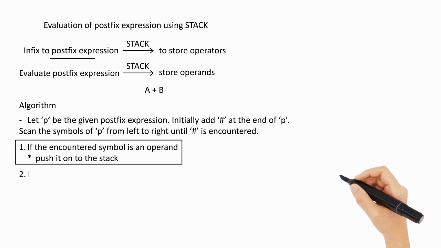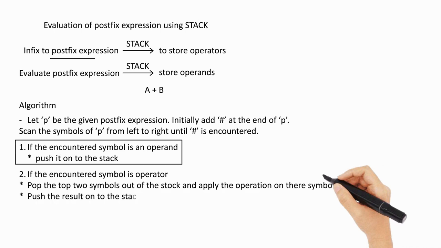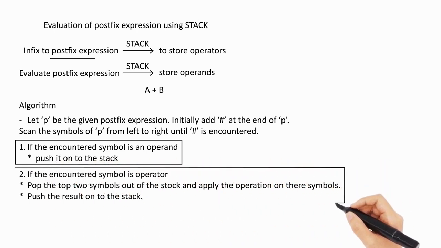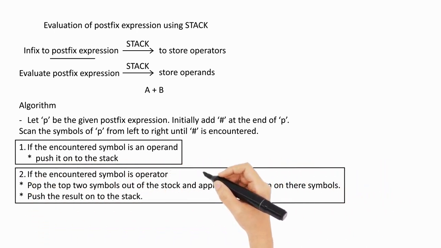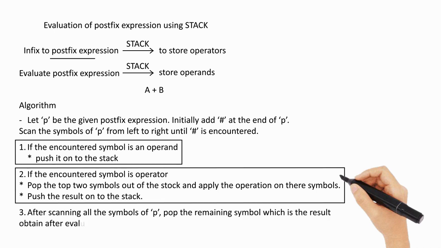In the second step, if the encountered symbol is an operator, we pop the topmost two symbols from the stack and apply that operation on those symbols. The final result after performing that operation, we push onto the stack. These are the two main steps that we perform. And finally, the third step is, after scanning all the symbols of P, pop the remaining symbol, which is the main result we obtain after evaluating the given postfix expression.